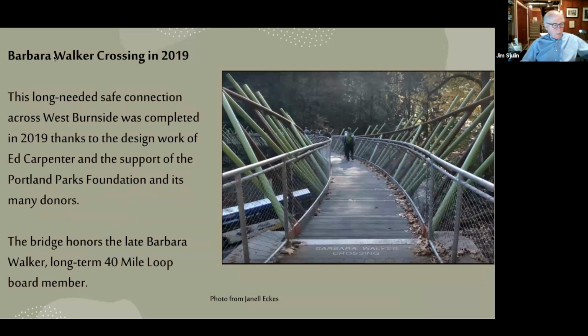This is the Barbara Walker Crossing, and this is in the pedestrian section of the 40-mile loop on the west side. This bridge honors a former board member of the 40-mile loop, and we thank Ed Carpenter for his design work and the Portland Parks Foundation for the fundraising that they did to make this happen. This crosses a very busy local road known as West Burnside, and it has been a need for years and years and was finally accomplished in 2019. Next slide.